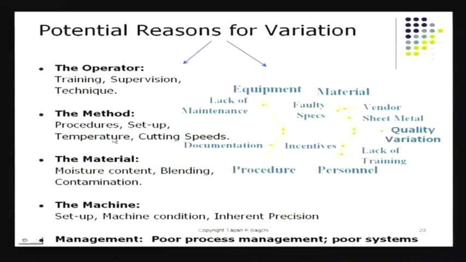Then of course the method itself, what are the procedures? Are they following the standard operating procedures? What is the setup like? Does it change from setup to setup? What about temperature, cutting speeds and so on? These are all parts and parcel of the method itself. These may also lead to slight variations in the process. Then of course raw material, I don't have to tell you that when that thing changes, again quality will change. And the machine, that also can be there, and the management process, poor process management, that can also lead to a lot of variation. And here's another way to present the same thing.